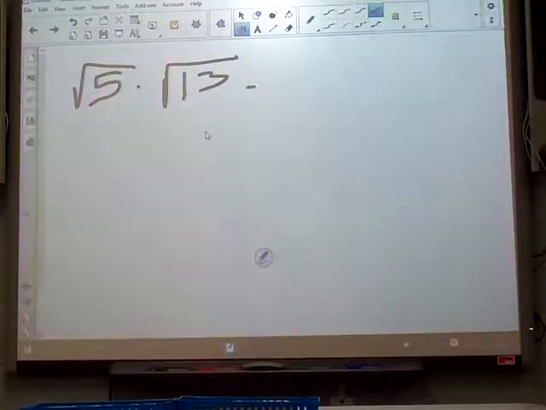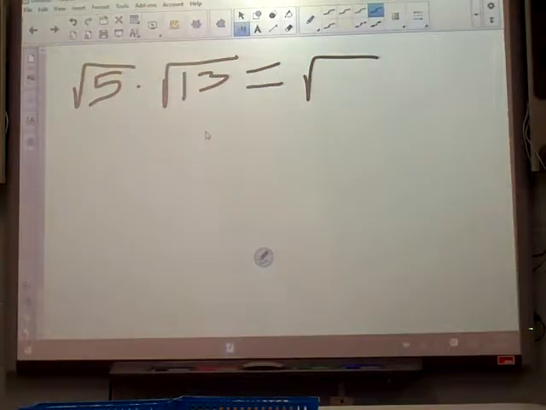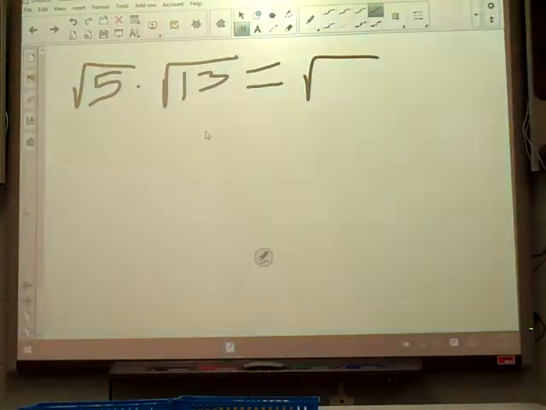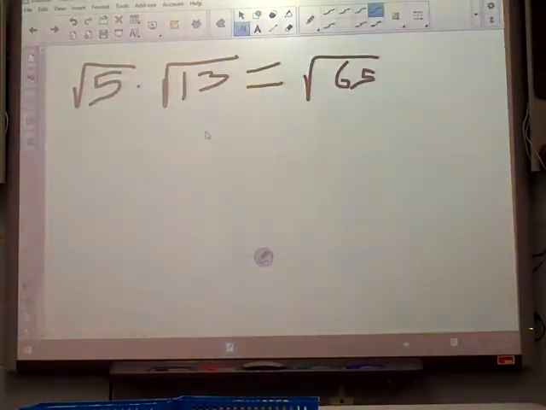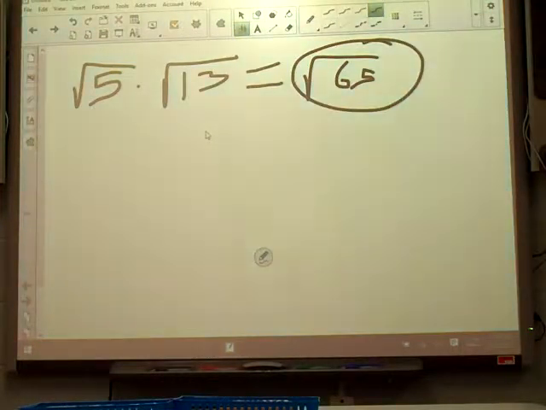We got square root times square root. Answer's a square root. What's 5 times 13? 39. Nope. That'd be 3 times 13. A couple more. 65. Yep. Now, if that'll break down, we'll break it down. I know 8 squared is 64 and 9 squared is 81, so it doesn't break down, so that'd be it. Easy enough, not too much to that.